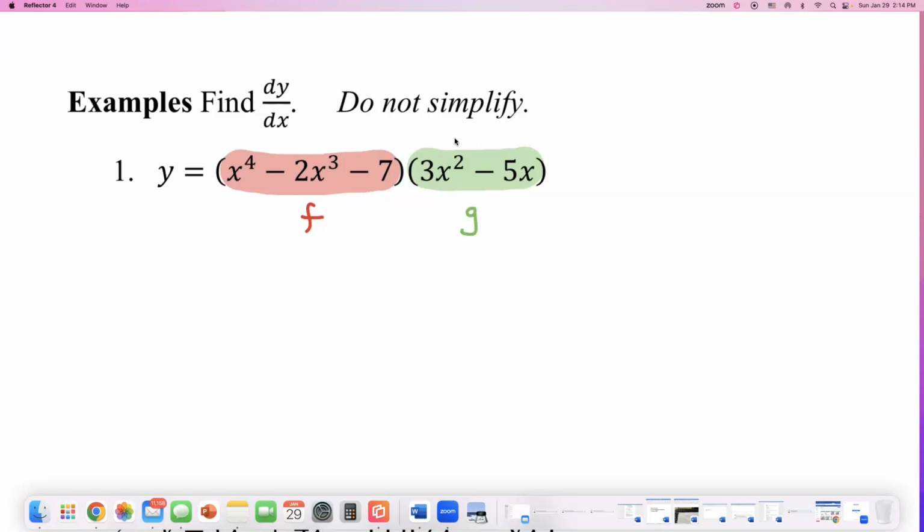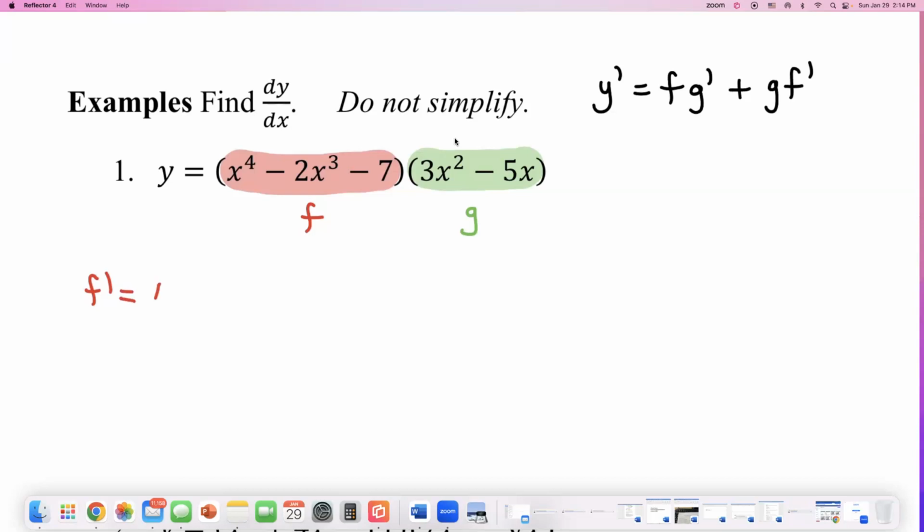Remember, product rule is first times the derivative of the second plus second times the derivative of the first. So I know what f is and I know what g is, but now I need to write what f prime is and g prime is. So here's f prime. Take the derivative of that red highlighted expression.